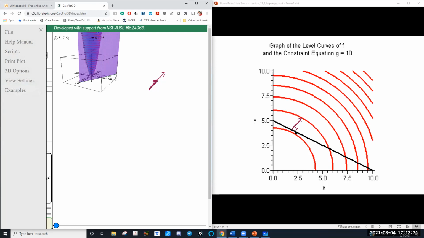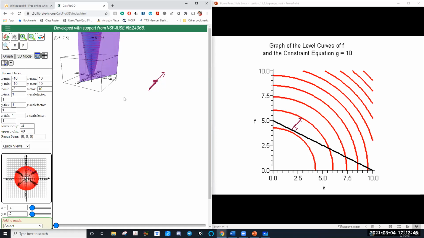No. We want the gradient of the constraint to be parallel to the gradient of the level curve. The reason is because both of those will be perpendicular to the tangent line of each. Got it. Did that help clear that up?